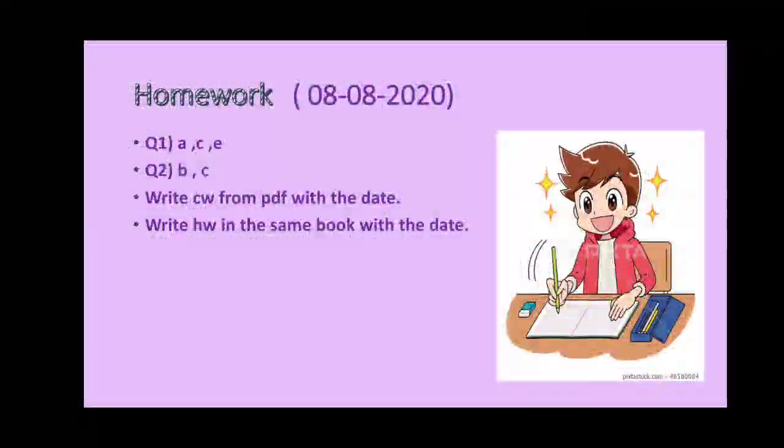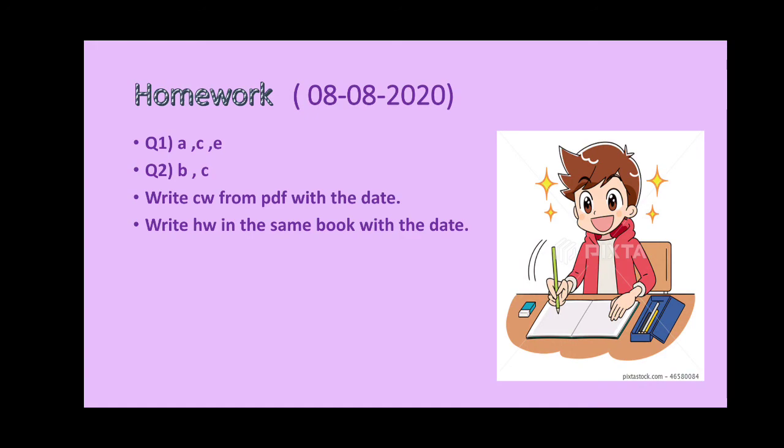Homework, today's homework is question 1 from exercise 3.3. Question 1 we have done, right? In question 1 6 bits are there, 3 I have done for you, 3 I have given as homework. Question 2 4 bits are there, so 2 I have done for you and 2 are homework. Write classwork from PDF with the date. Write the homework in the same book with the date. Wherever whatever classwork you are starting, write with the date. Today's date you put and write from the PDF.